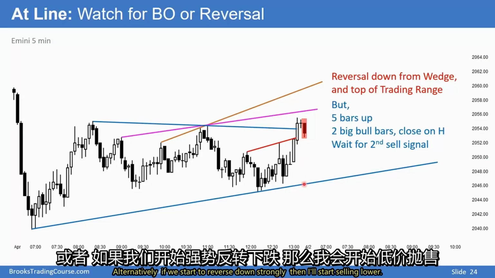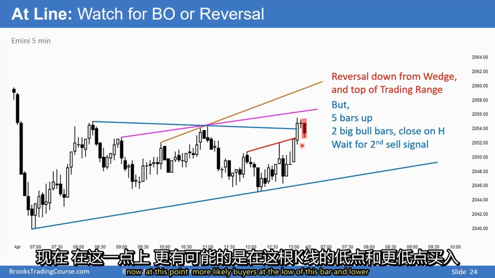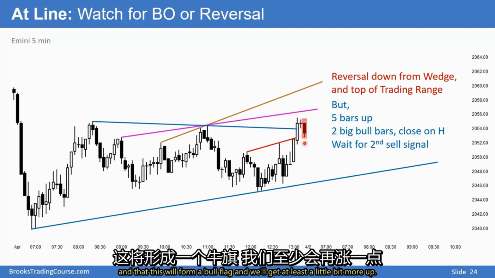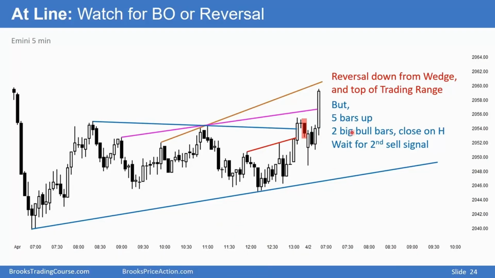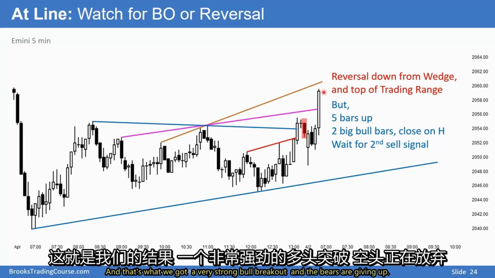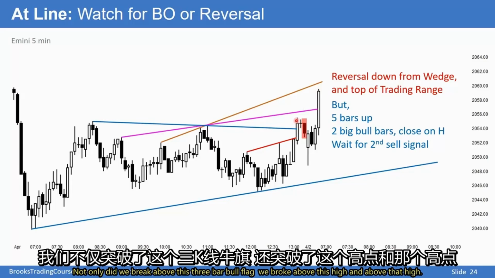Alternatively, if we start to reverse down strongly, then I'll start selling lower. Right now, at this point, more likely buyers at the low of this bar and lower, and that this will form a bull flag and we'll get at least a little bit more up. And that's what we got, a very strong bull breakout, and the bears are giving up. Not only did we break above this 3-bar bull flag, we broke above this high and above that high.